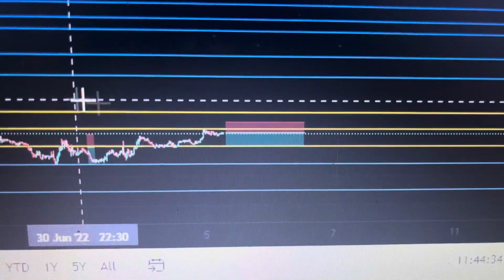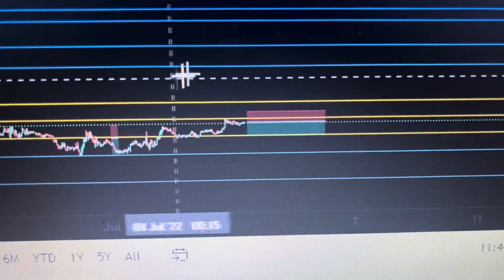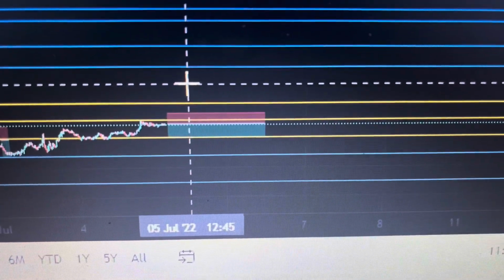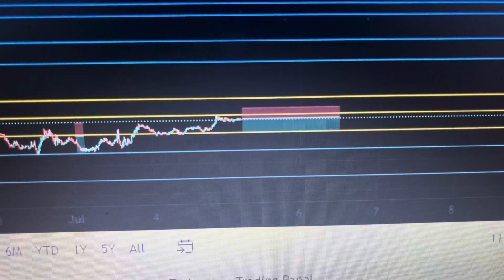Literally how I set up my SL, my ultimate TP. Again, my minor TPs are based off the levels in the past. I calculate it, teach my students how to exactly do that. But now let's do a bar replay and just see exactly how price played out in real time.